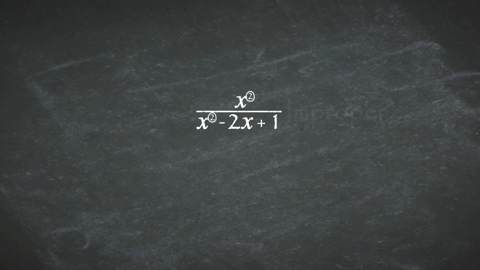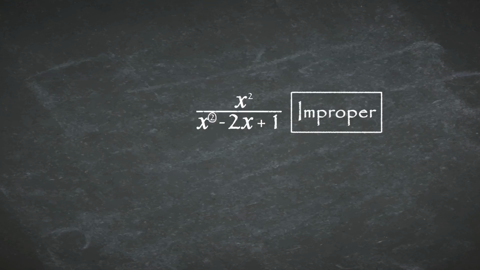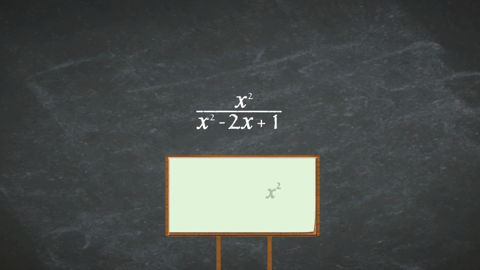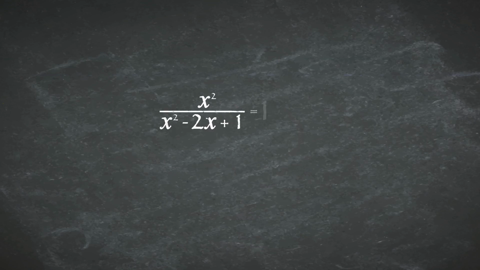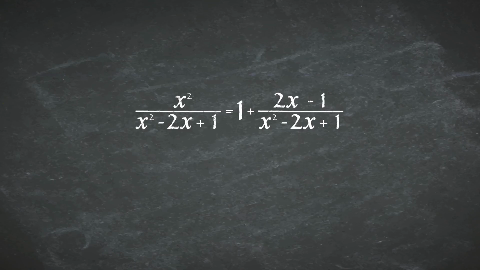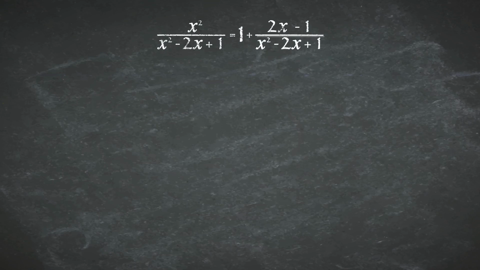So this is an improper fraction. Don't worry. Remember that you can use long division to express the fraction in terms of proper fractions. You will get this expression. Next, note that the denominator of the proper fraction can be factorized like this. Now we can find the partial fractions for this part.